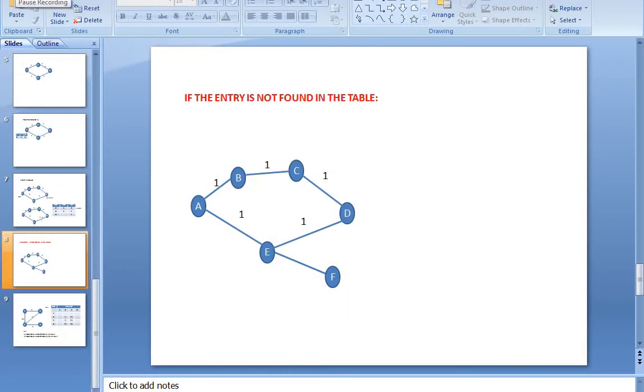If the entry is not found in the table, then the router adds it to the table and sorts the table according to the destination addresses. Say in this diagram we have routers A, B, C, D and E, as in the last figure. Say we have one more router here, that is F. If the record of F is not there in the routing table of router A, then that record also will be added. So when router A updates its routing table, it will enter that there is a path from A to E and E to F.